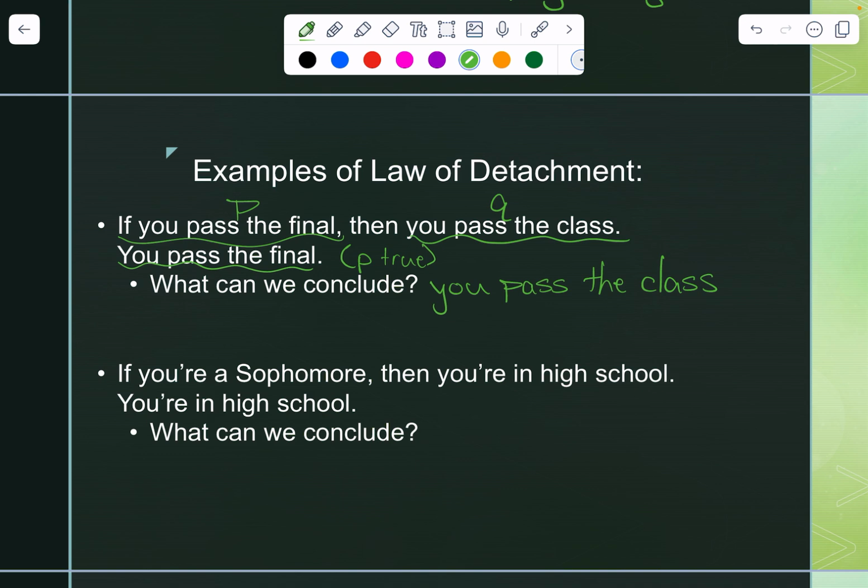Let's try the next one. If you're a sophomore, then you're in high school. You're in high school, what can you conclude? No conclusion. Notice the difference here. If you're a sophomore, that's our P. Then you're in high school, that's our Q. We're told that Q is true. So based off the law of detachment, we cannot draw a conclusion that you're a sophomore. Because in order to use the law of detachment, it has to be the hypothesis that's true, the P that's true, in order to conclude that the Q is going to be true.